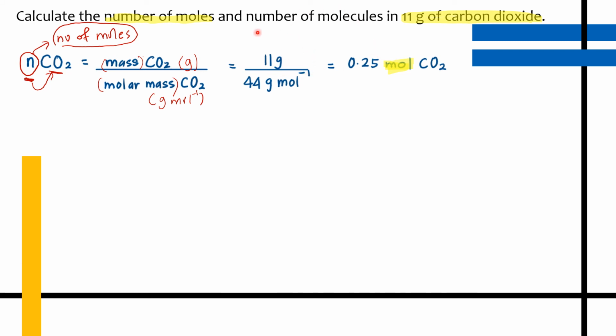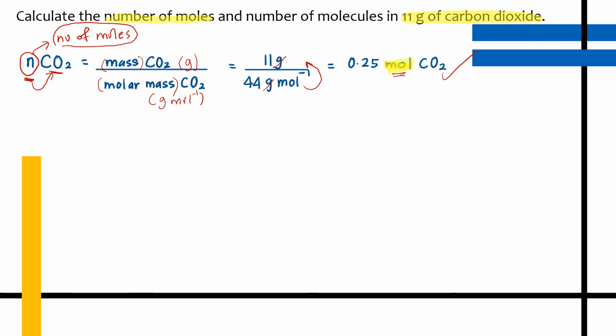Okay, saya tunjukkan je dekat sini. So gram bahagi gram per mole. So gram dekat sini will cancel out each other. Per mole bawa ke atas jadi mole. Okay, so betul lah dekat sini 0.25 mole carbon dioxide. Okay, so that's the first part.